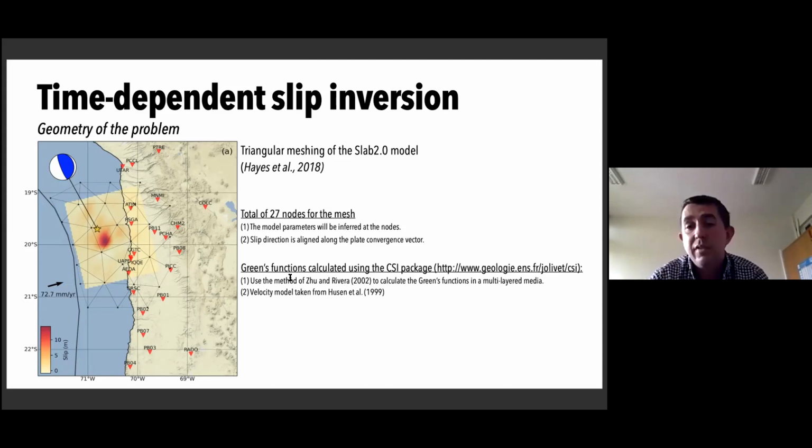For calculating the Green's functions, which are basically the response at a given station from slip on a fault, we're using the CSI package, which is developed by Romain Jolivet. Without going again too much into the detail, it allows us to use a multi-layered medium rather than a homogeneous medium. And we used a medium that was obtained by Husen et al. from a tomography of the region.